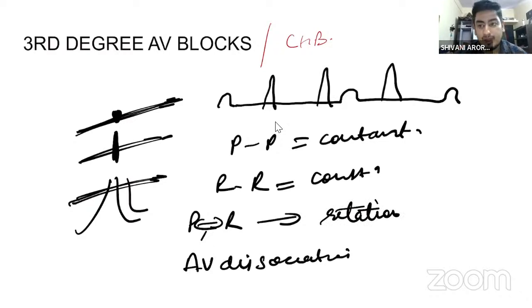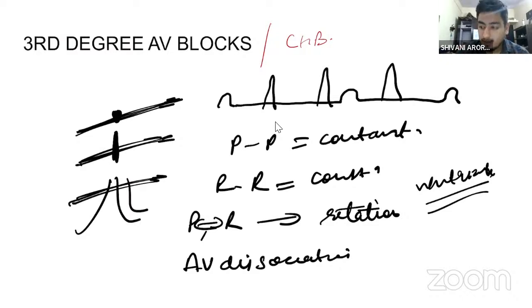We can have P waves at a regular interval because of SA node firing, and QRS complexes at a regular interval because of the AV node or junctional rhythm. Or if the complete heart block is at the level of the bundle of His or below that, then we can have a ventricular escape rhythm. With a ventricular escape rhythm, again the PP interval would be constant and the RR interval would be constant, but there would be no relation between P wave and QRS complex.